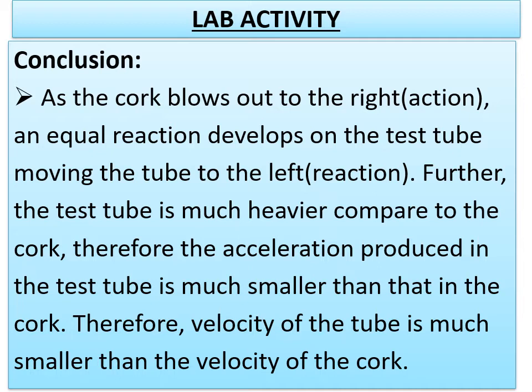Here, one body's mass is less, the other body's mass is more. So automatically, to equate both F's, acceleration will be changing. So that is the reason. See, the test tube is much heavier compared to the cork. Therefore, the acceleration produced in the test tube is much smaller than that in the case of the cork. I hope you have understood.